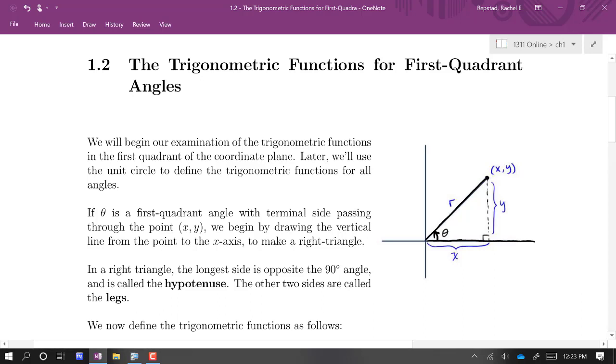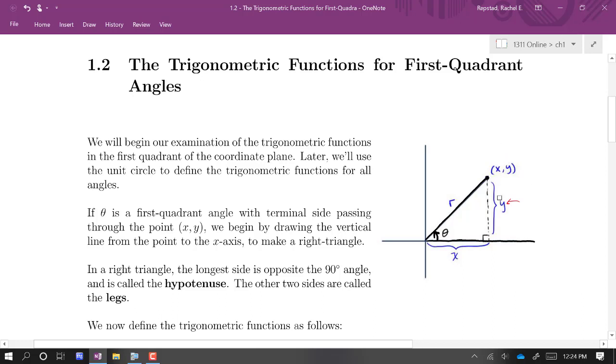Now, this terminal side, we could draw it as long as we want. It could go on forever, really. But what we do is we just pick a point that's on the terminal side. Here, I've picked an arbitrary point that has x coordinate x and y coordinate y. It doesn't really matter how far up you go. You just pick a point, and then you drop down a perpendicular, as we've done here. And when you do that, the length along the bottom is equal to the x coordinate, and the vertical length is equal to the y coordinate.